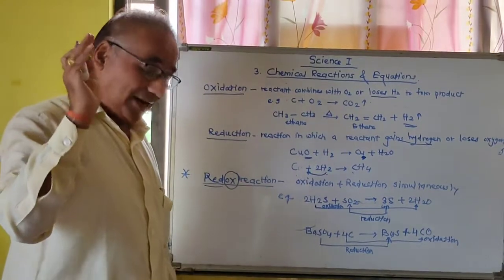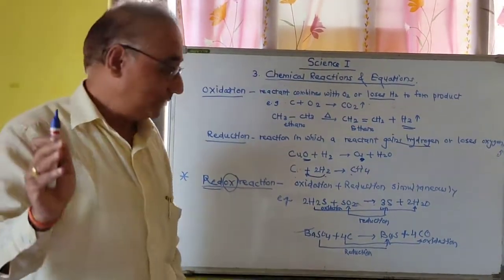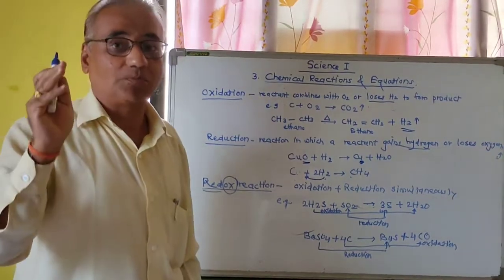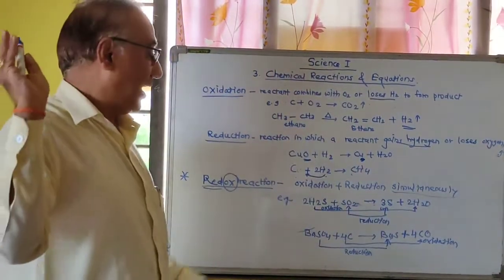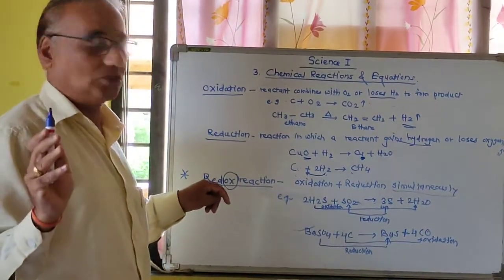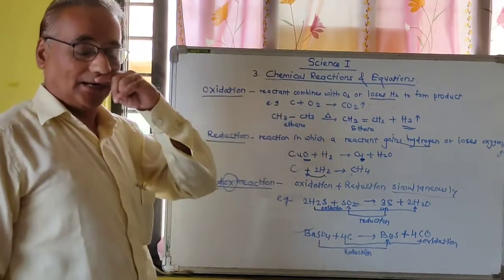When in any reaction the oxidation and reduction reaction take place simultaneously, at that time that reaction is known as redox reaction. Now there are two examples given here.